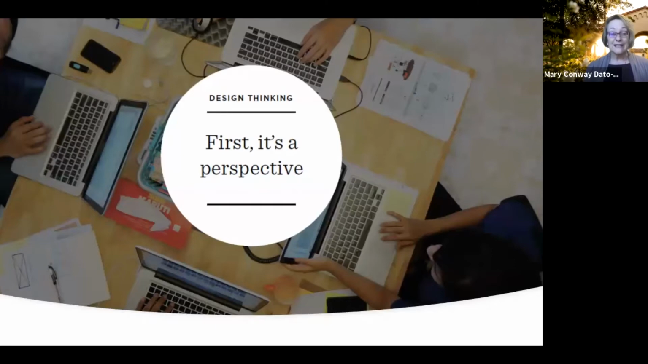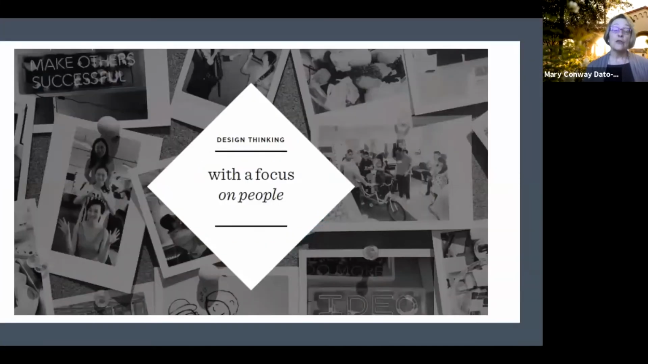So what is design thinking? And you notice I keep putting that word thinking in there because design thinking is a mindset. It's a perspective. So what we have to do when we do design thinking is adopt the perspective of the user. So for us in Chain of Change, that user is your entrepreneur who you are going to be working with in the field. So that focus is on the person or the people with whom you will be working.